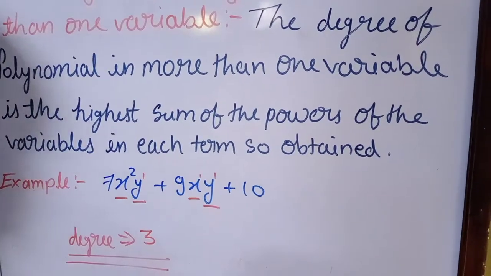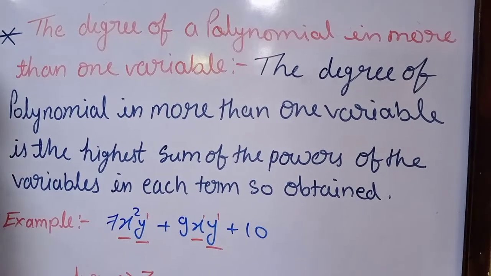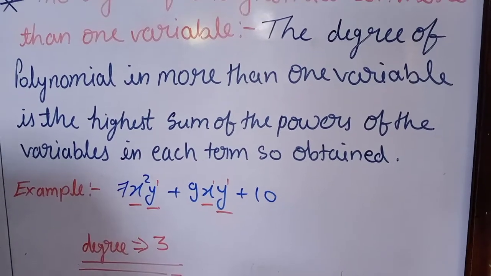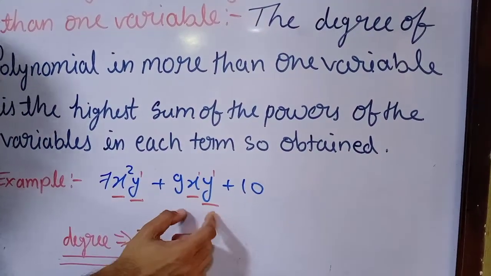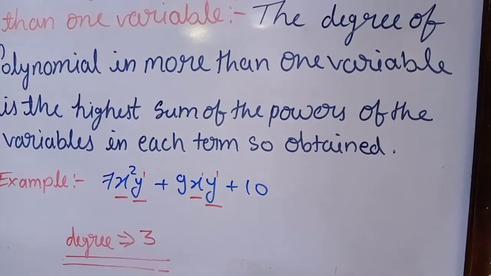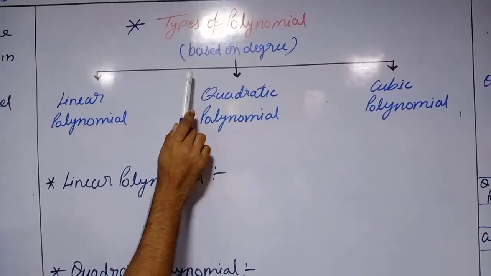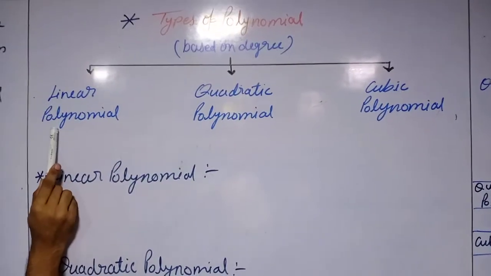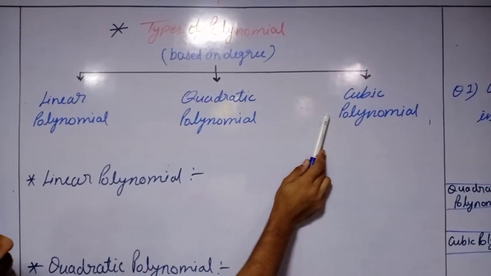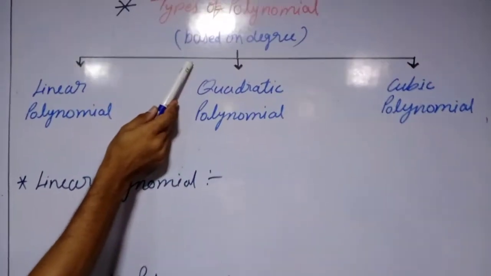You can see the degree of the polynomial in more than one variable is 3. How did we calculate it? We took the sum of the index of both variables in each and every term. Then whichever is the highest becomes the degree of that polynomial. Next, the types based on the degree: linear polynomial, quadratic polynomial and cubic polynomial. So what are these three? Let's see. As you can see, that is based on the degree.